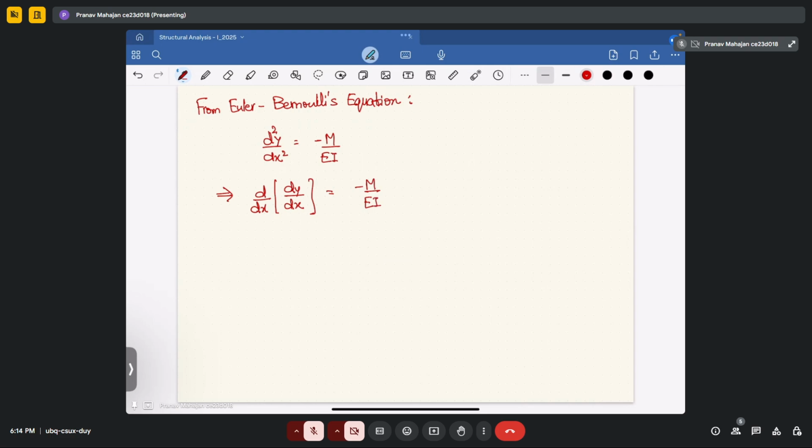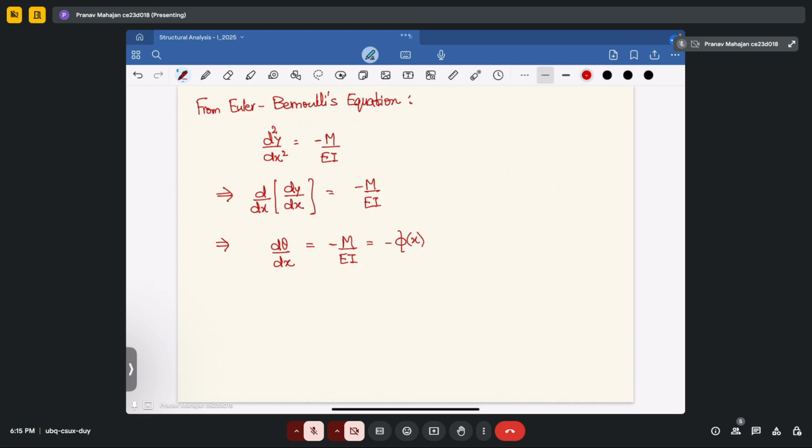So this will give you the rate of change of theta. Now I can write dy by dx equal to theta. Then your d theta by dx will be equal to minus M over EI. And since EI is constant and M is a function of x, I can write M to be equal to phi x. Okay, so this is a function which is dependent upon x.